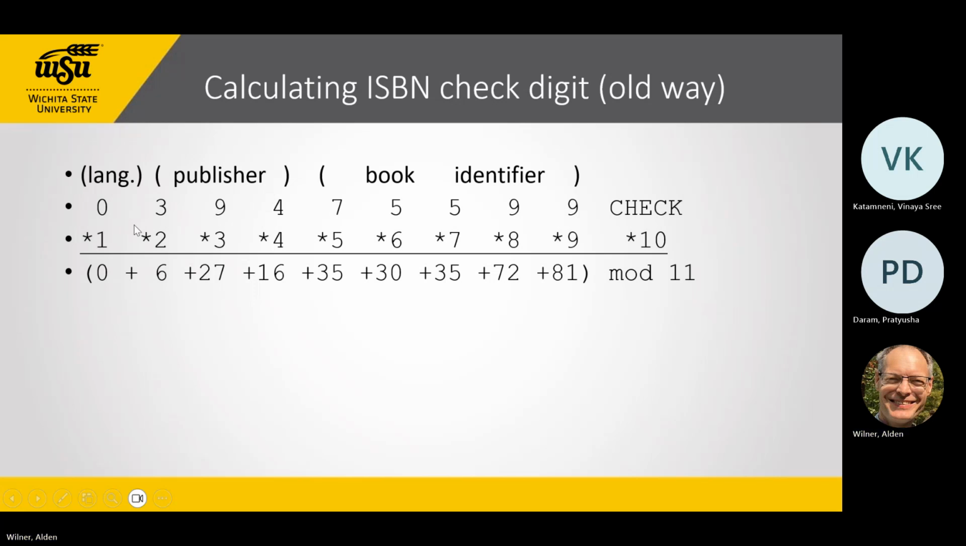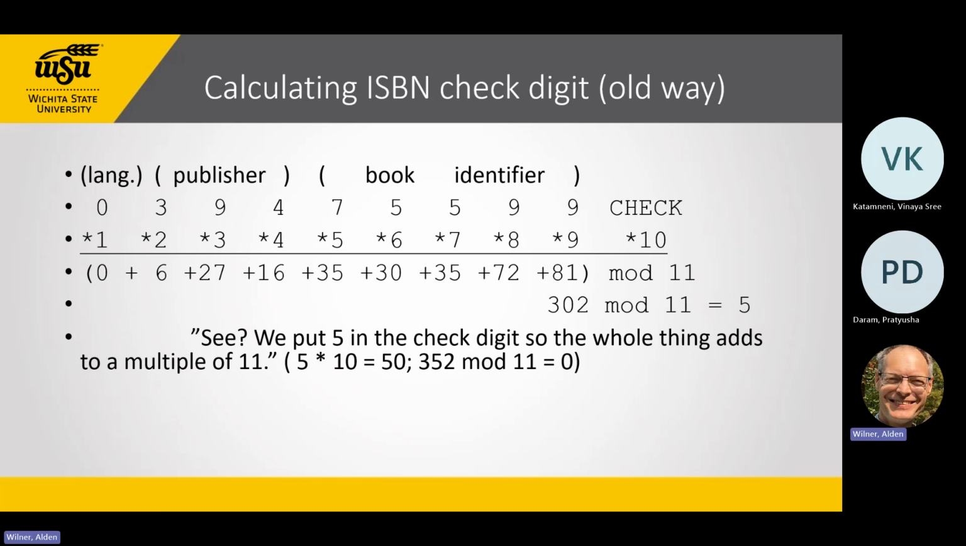So 0 plus 6 plus 27 plus 16 plus 35 plus 30 plus 35 plus 72 plus 81. We take that modulus 11 to get back to our check digit. We get 302 mod 11. It gives us 5. So we put a 5 in that place. So the whole thing adds up to a multiple of 11. If I take that 352, 5 times 10 is 50, 352 mod 11, I get a 0, right? So I know that someone has typed in the number correctly in that case.